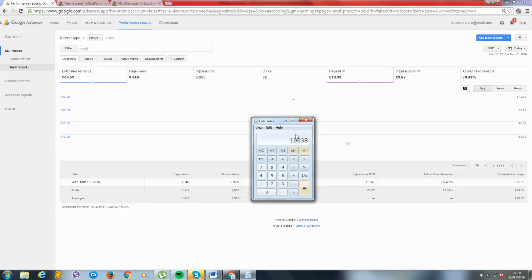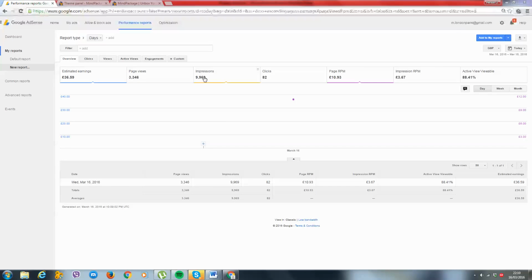Times 3, that's 10,038. And the reason I have very near to that number is that we have 3 ad placements, as I've taught you to set up your sites with 3 ad placements: 1 sidebar ad over here, 1 banner ad at the top, and 1 banner ad at the bottom. That's how we move, and that's why the impressions will always be around 3 times greater than the page views.